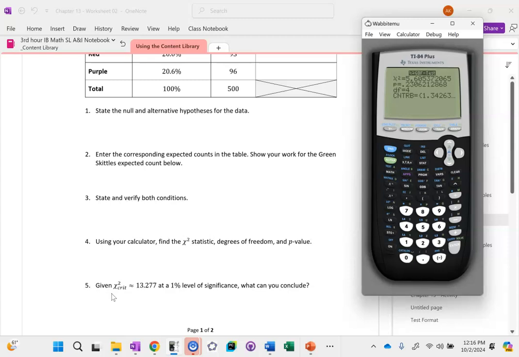All right. So given the chi-squared critical value is 13.277 at a 1% level of significance, what can we conclude? We can either compare 5.6 to 13.27 or 0.23 to 0.01. It doesn't matter which comparison you make. Typically, I just use P's and alphas. P is greater than alpha. So we fail to reject the null.